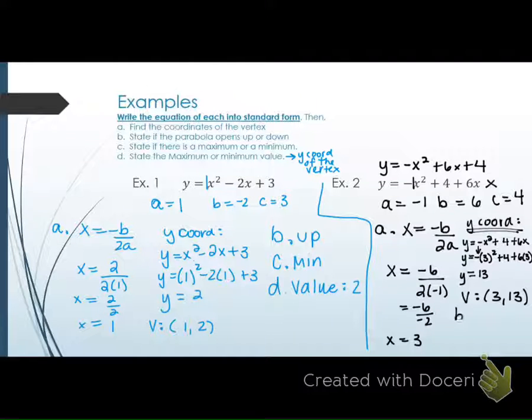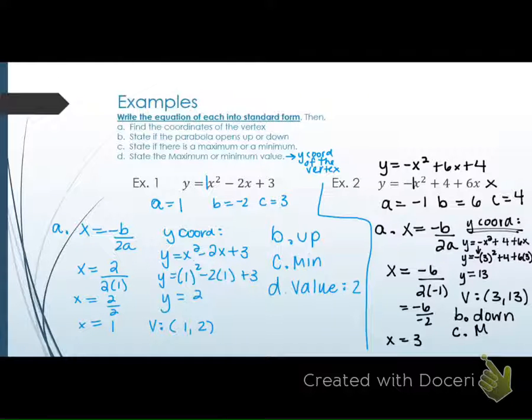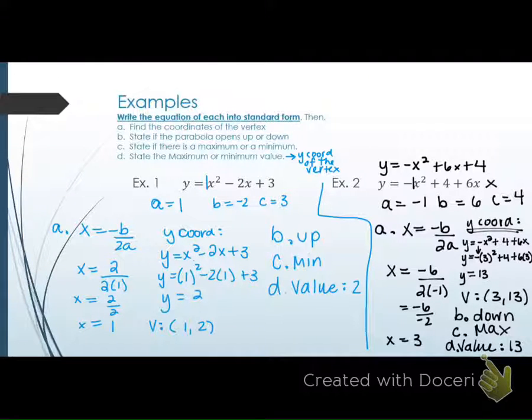So, B asks you, is this a max, or is this opening up or down? Down. It's negative, so it opens down. Is down a maximum or a minimum? And what is the value of the maximum? What is the height of the maximum? 13. The y coordinate of your vertex.